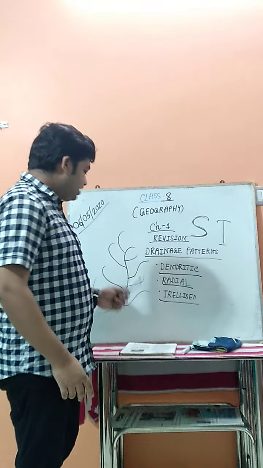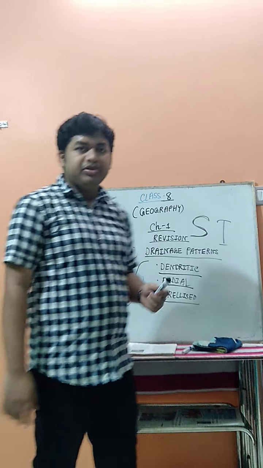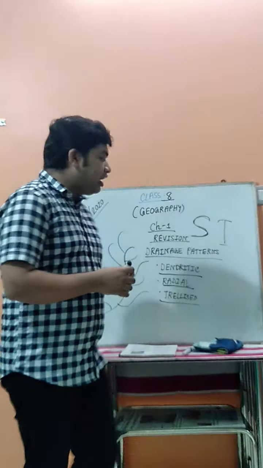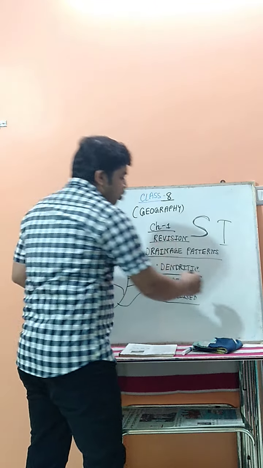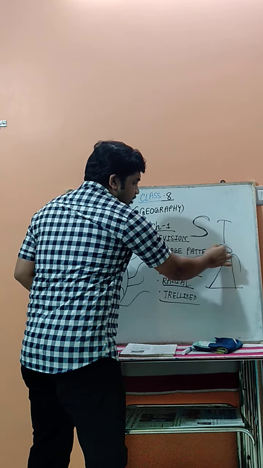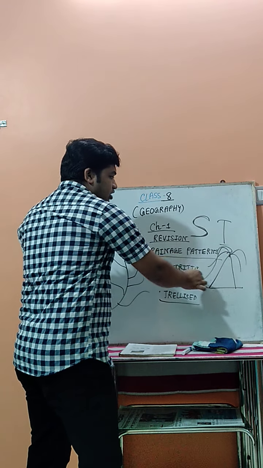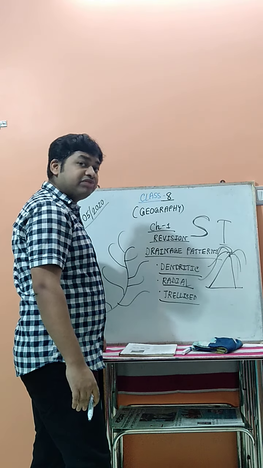Okay. And next is the radial type of drainage pattern. What is the radial type of drainage pattern? Radial means when you can see a volcanic eruption. What is happening in a volcanic eruption? From one volcano, from the different sides of the volcanic mouth, the magma or lava comes out.